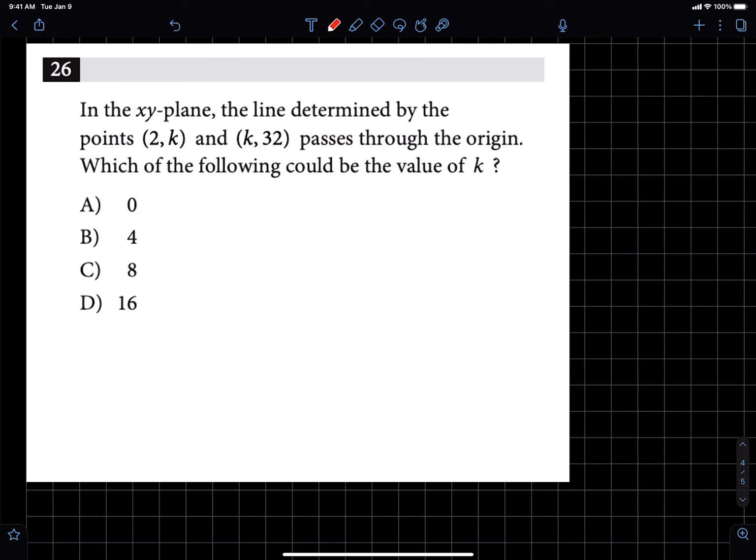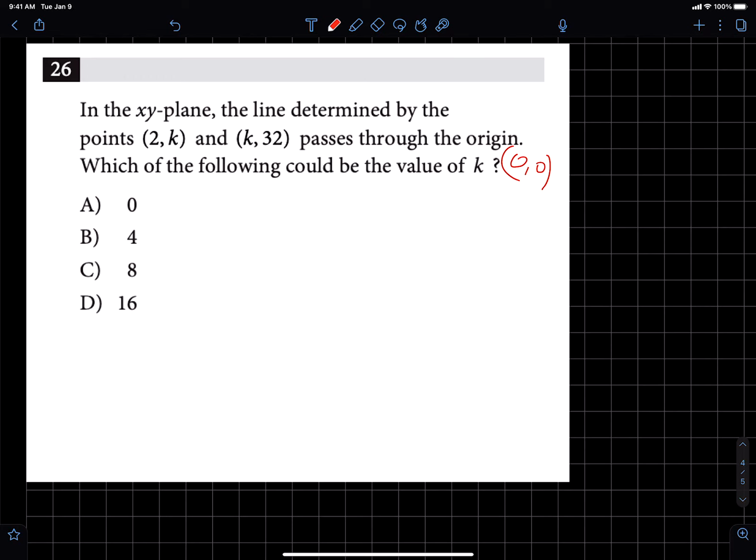All right, last problem here. In the xy plane, the line determined by the points 2 comma k and k comma 32 passes through the origin. Which of the following could be the value of k? All right, let's go ahead and use our slope formula. Remember, it passes through the origin, which is 0 comma 0. So we know this line goes through 0 comma 0. So let's go ahead and use our slope formula to find the slope of this line.